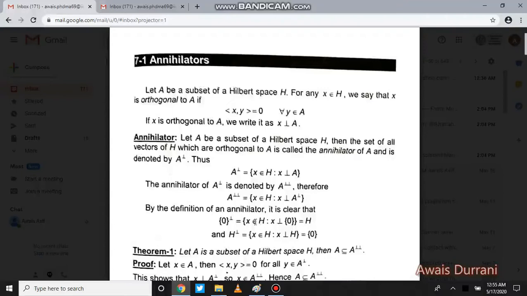For example, if I take any element x, y, z, whatever, and take its inner product with 0, the result will be 0. This means that every element of H is perpendicular to 0. This means that the annihilator of 0 contains the whole set H. Therefore we can say that the annihilator of {0} is equal to H.